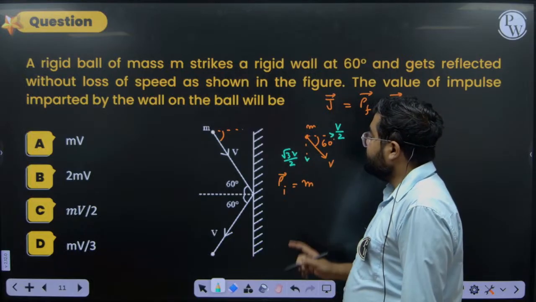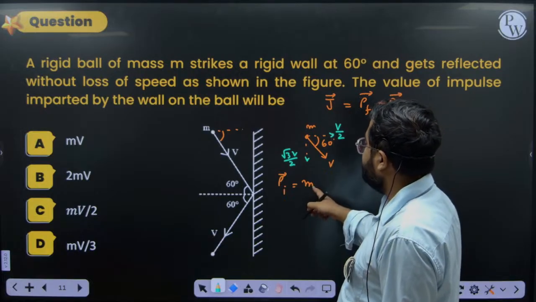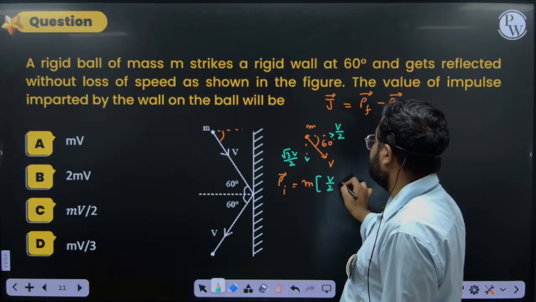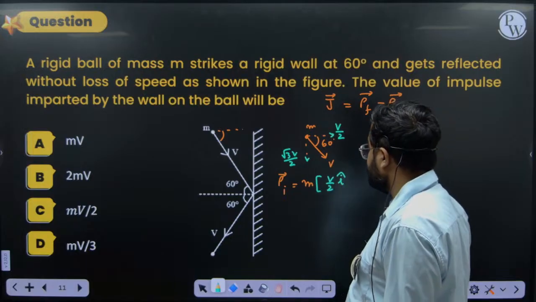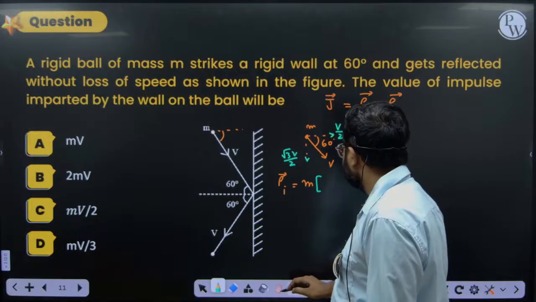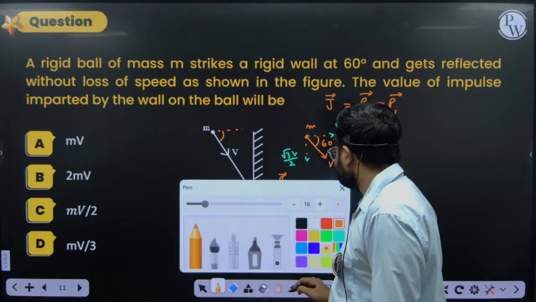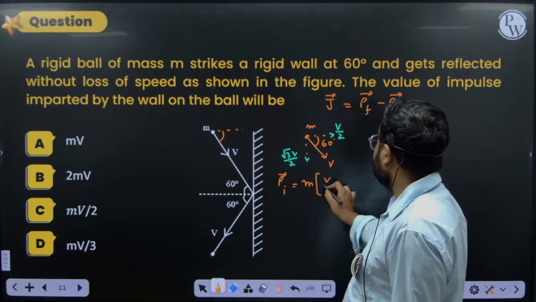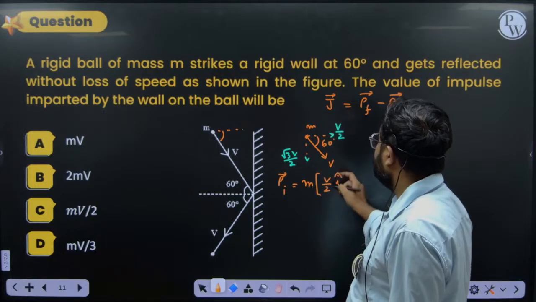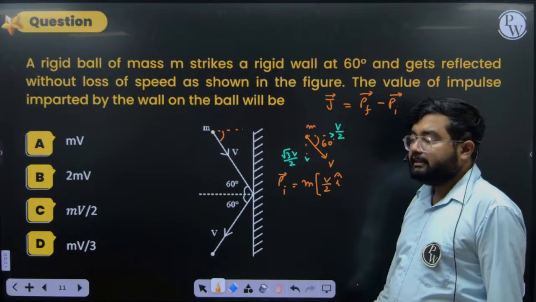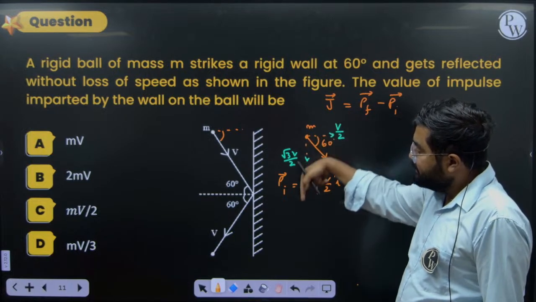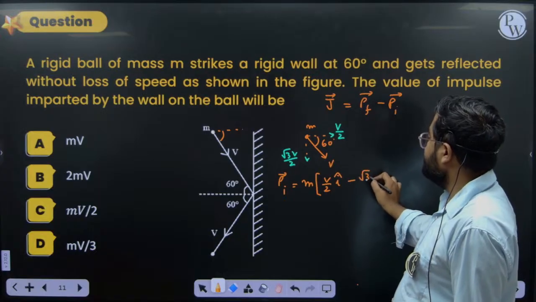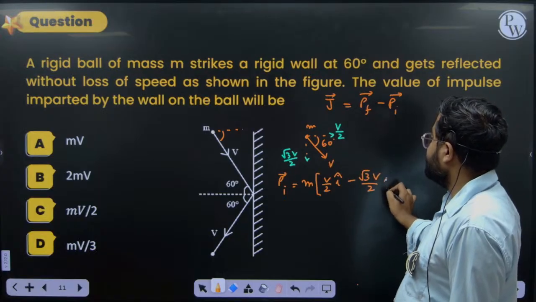So the initial momentum can be written as m v by 2 I cap, because this is in the positive x direction and this component is in the negative y direction. So minus root 3 v by 2 j cap.